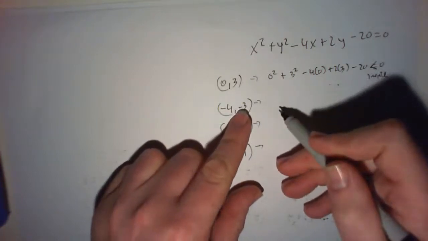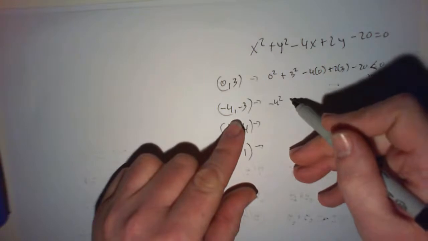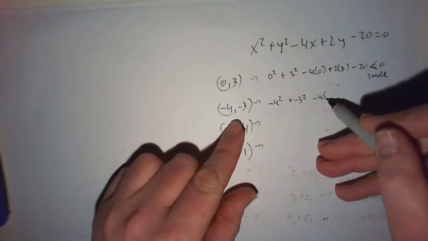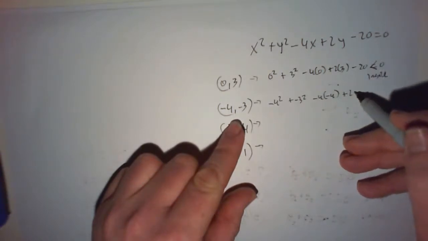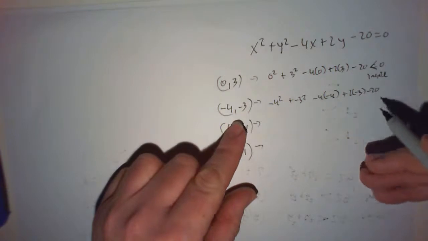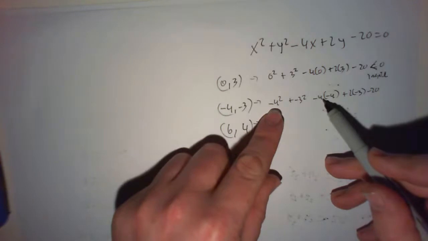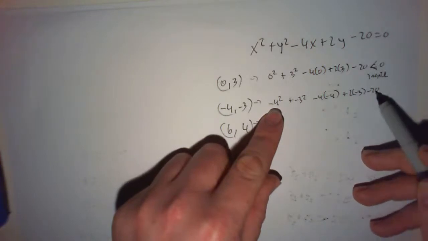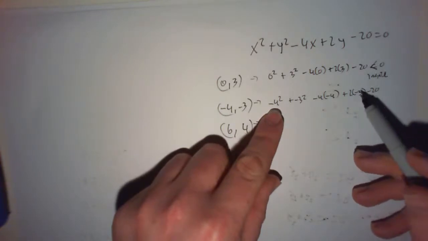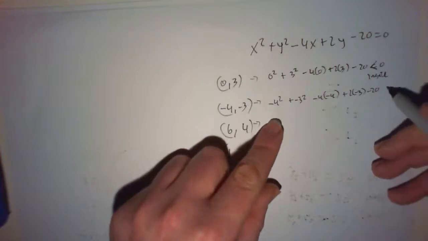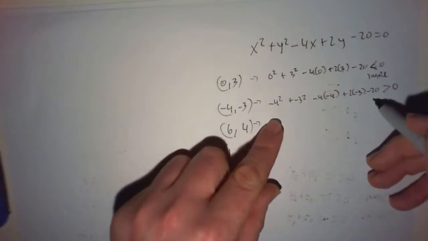What about minus 4, minus 3? Minus 4 squared plus minus 3 squared minus 4 times minus 4 plus 2 times minus 3 minus 20. Okay, 16 plus 9 is 25, plus 16 is 41, minus 20 is 21, minus 6 is 15. So it's greater than 0, so it's outside.